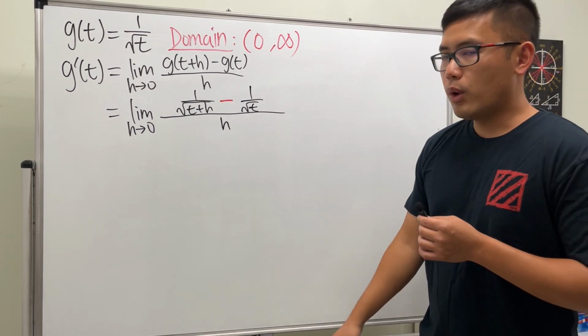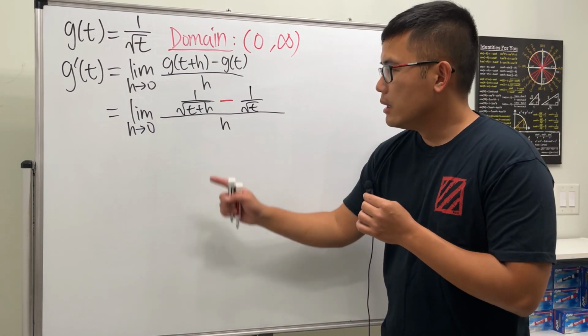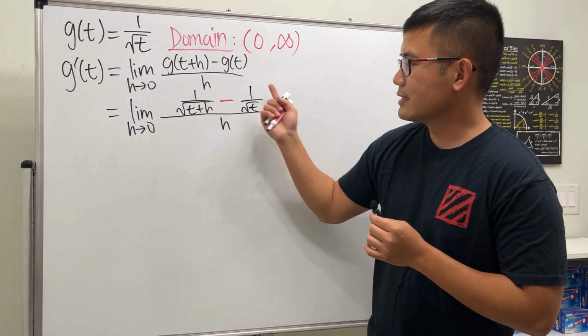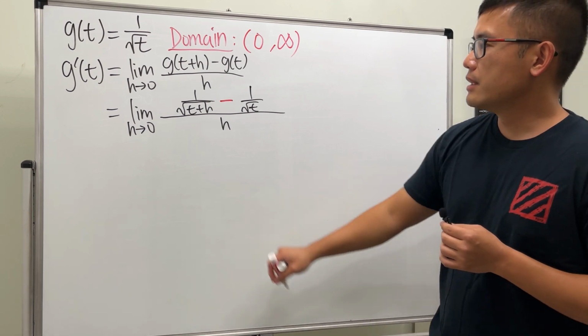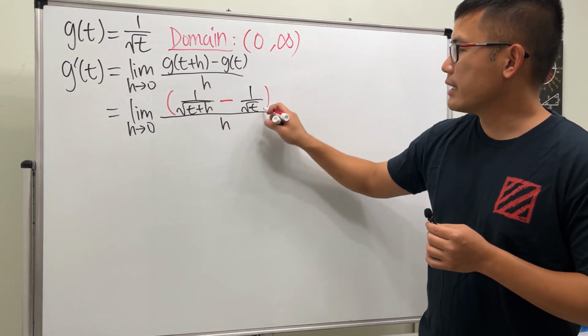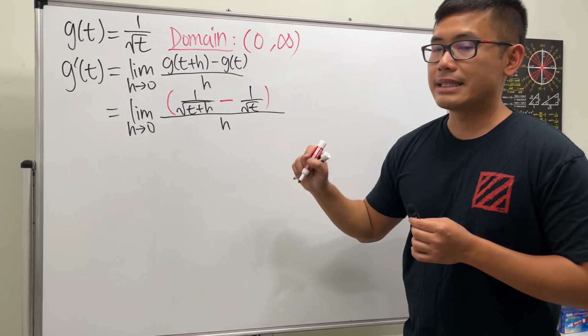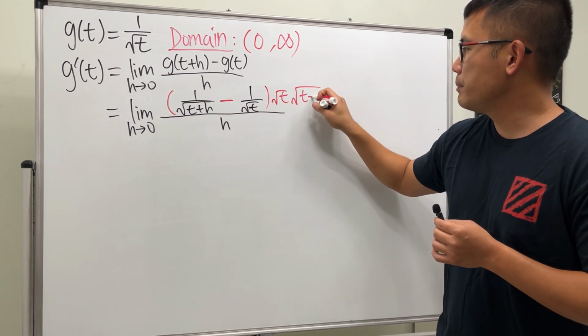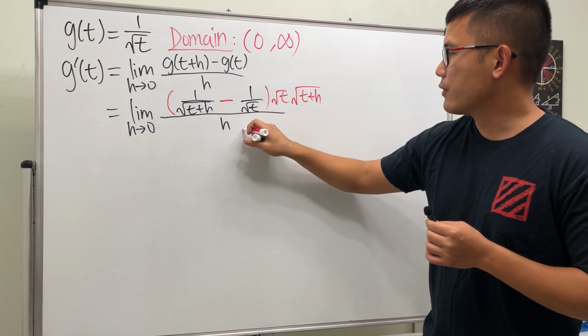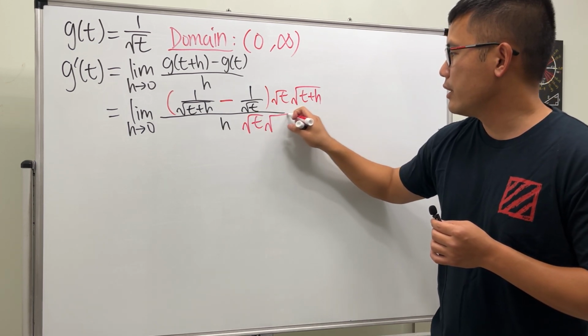So we have a what? A complex fraction. Because we have a small fraction, another smaller fraction inside of a big one. Let's take care of that first. And to do so, let's multiply the top and bottom by this and that. So that's square root of t and also square root of t plus h. And of course, let's also put them down right here as well.